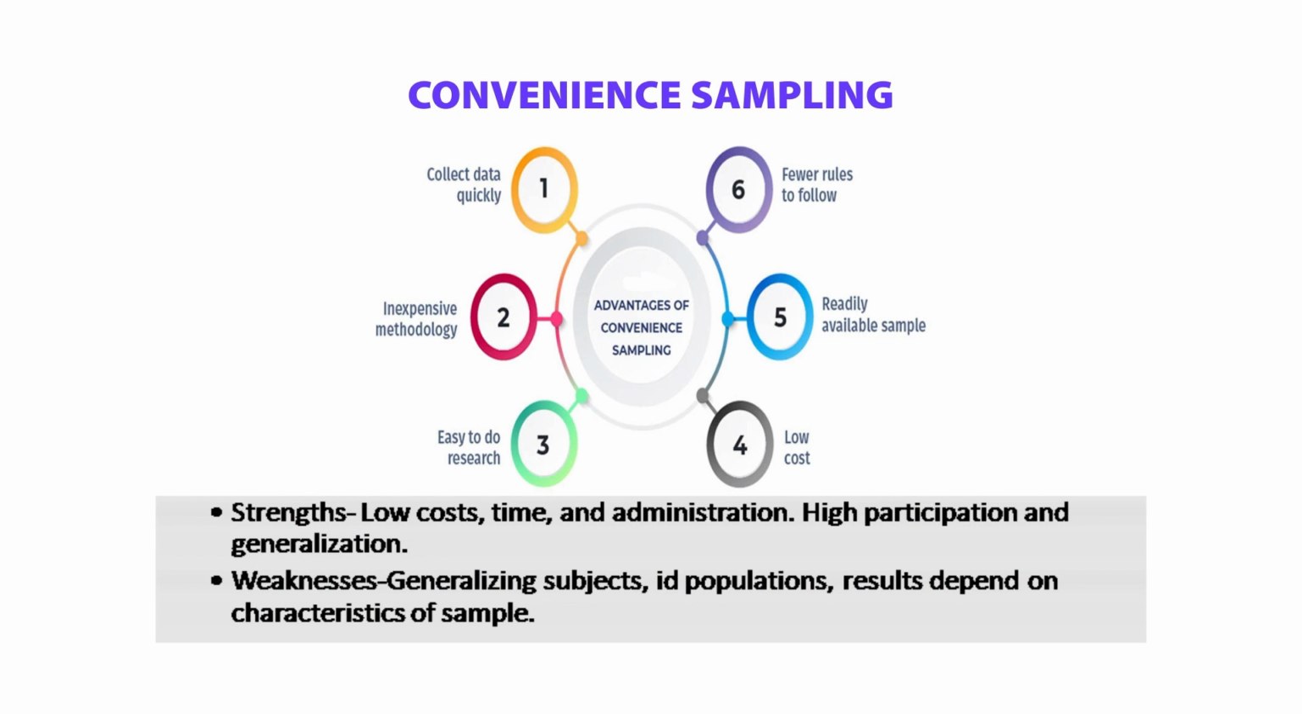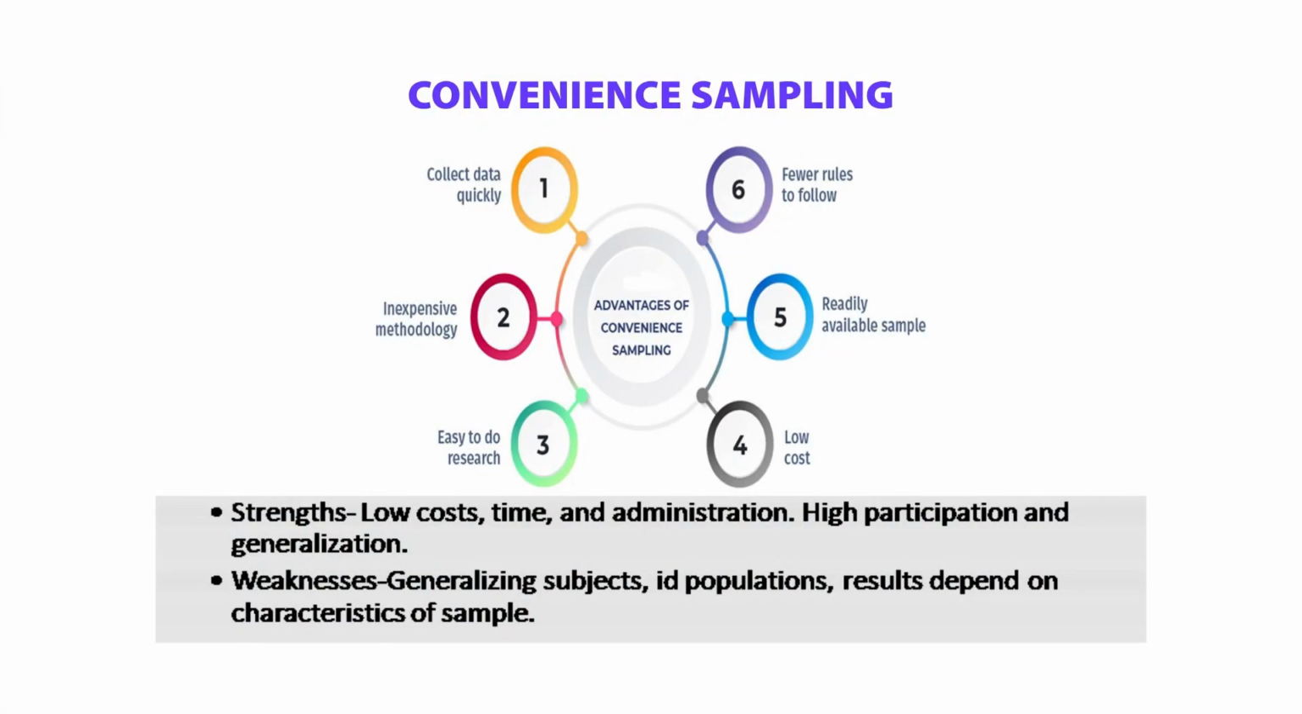And when we check these parameters, the strengths are low cost, time and administration, high participation and generalization, because as far as convenience sampling is concerned, it's quite convenient. You can define the jurisdictions, you can define your population, and sometimes you can define your sample also. If you talk about the weakness, it's generalizing subjects and population; results depend on the characteristics of the sample.